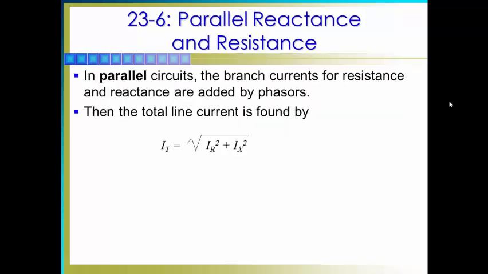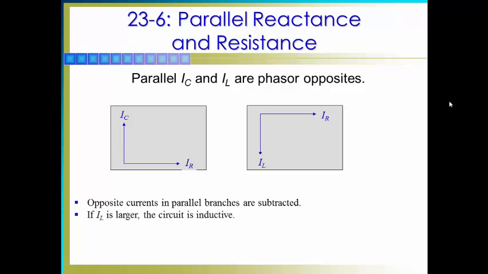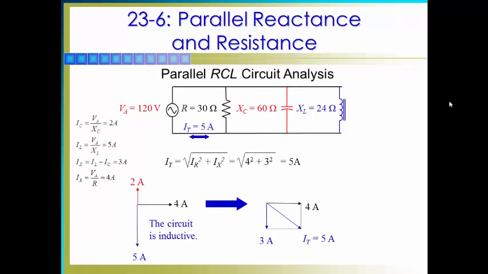The same is true for the parallel circuit: the total current is equal to the phasor addition of the resistive current and the reactive current. The IC and IL phasors are also opposite to each other. You can see opposite currents in parallel branches are subtracted, and if the total reactive current is inductive, the circuit is inductive. If the IC is larger, then of course the circuit is capacitive.